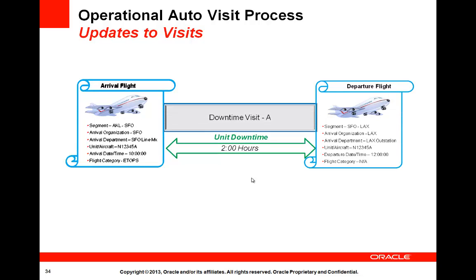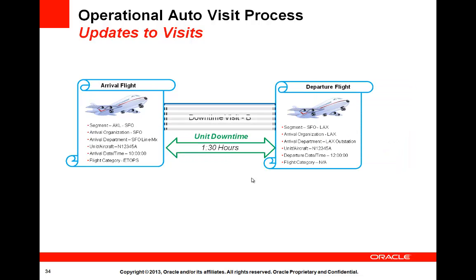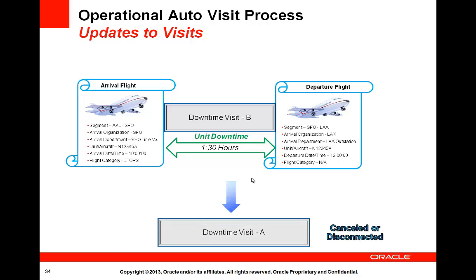The last example is if the same flight schedule was changed from 2 hours to 1 hour and 30 minutes, an existing downtime visit A may be replaced with downtime visit B. And downtime visit A could get canceled or disconnected. An example of the visit getting canceled would be based on some validations that there's no planned MRs in the visit. If there's planned maintenance requirements in a visit, the visit will be disconnected and a notification will be sent to the user. That way the planner can make an informed decision about how to replan these required maintenance attributes.